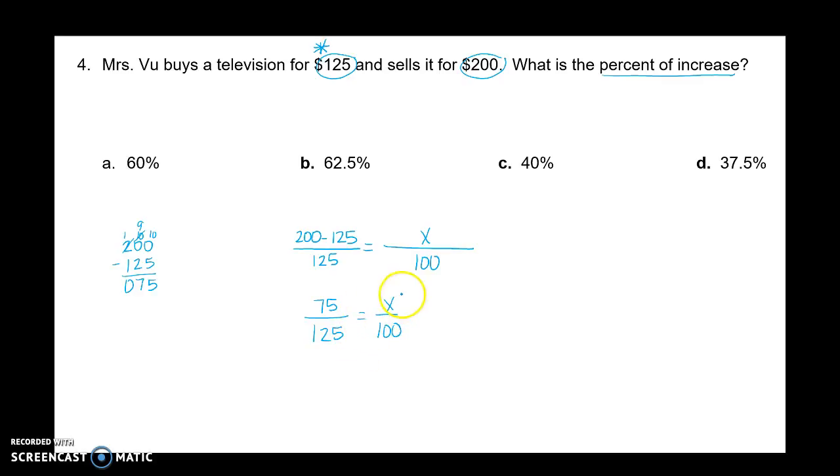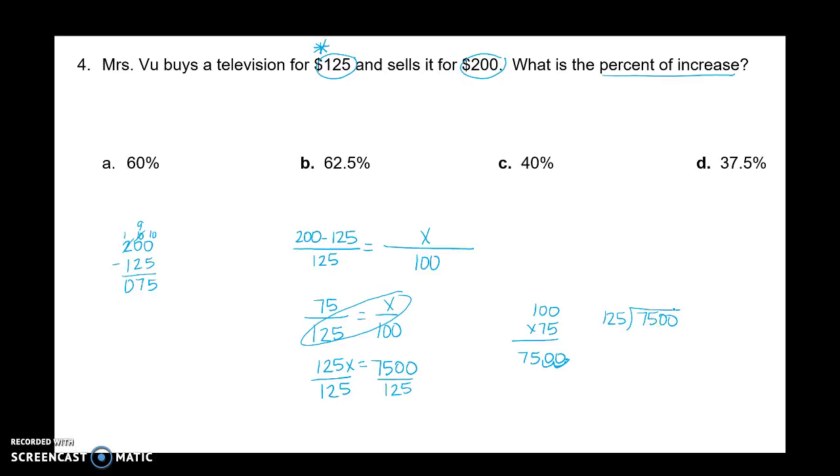Cross product. So I have 125x equals, and then I have 75 times 100. But if you do your trick, you know that you take your decimal and move it two places to the right. So 0, 0. So 7,500 divided by 125. So 7,500 divided by 125.